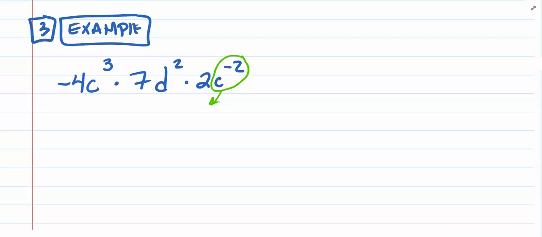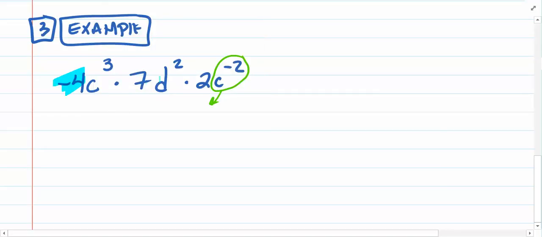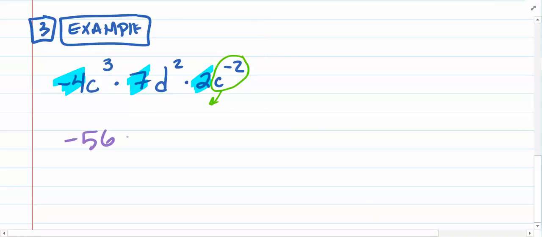Let's take a different approach to this problem, all right? Let's multiply all my coefficients together, okay? All those numbers in blue. How much is -4 times 7? How much is -28 times 2? -56. So what if I rewrote this like this? -56 c to the third d squared c to the -2.